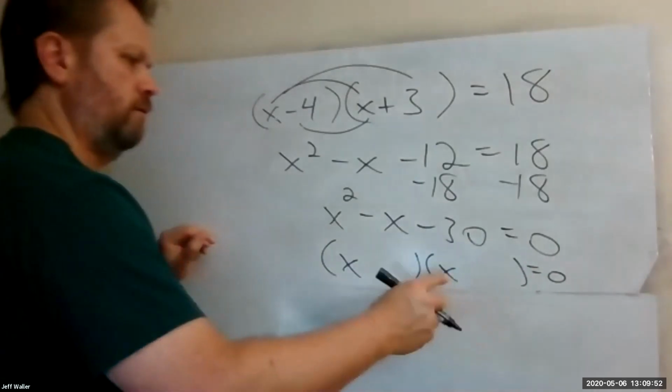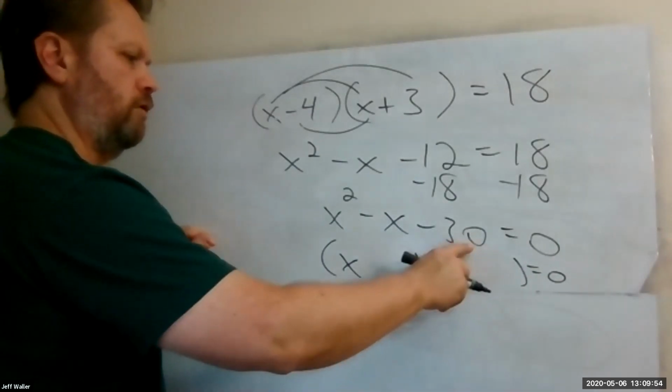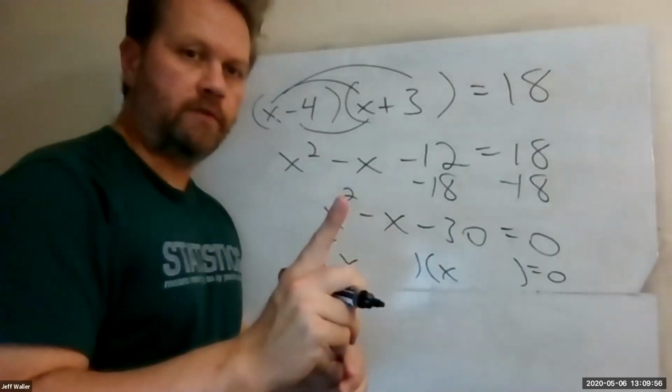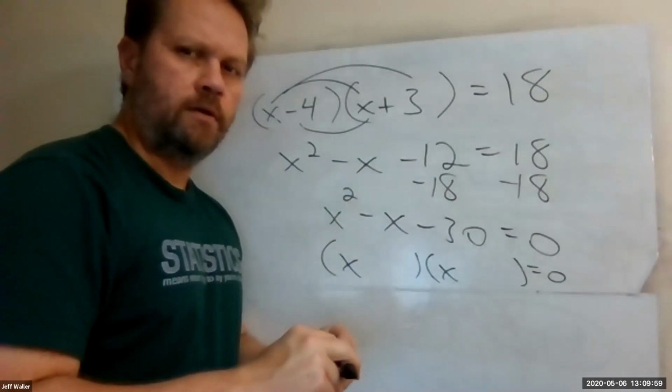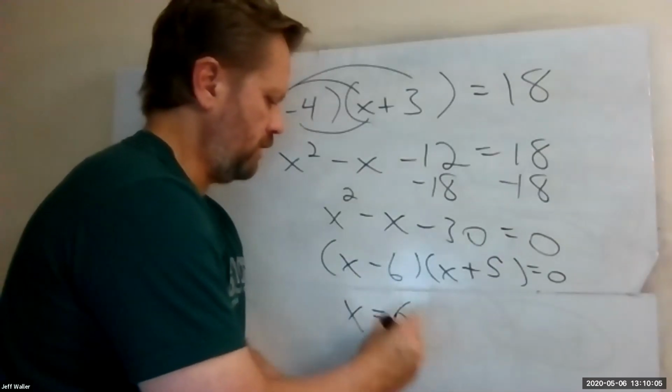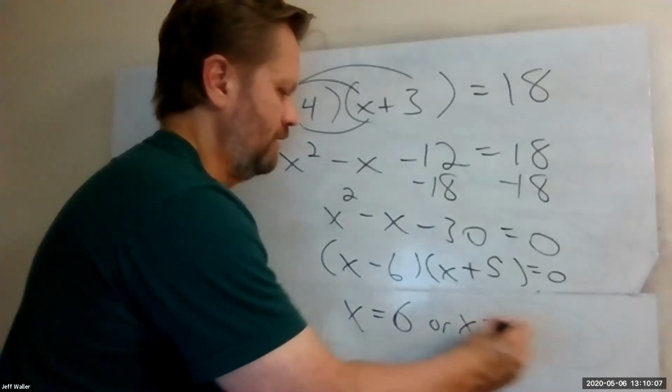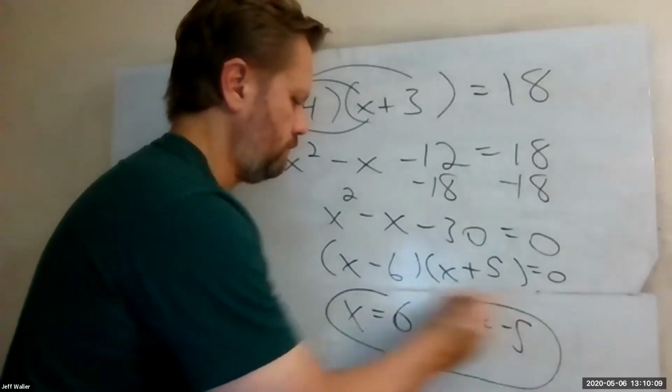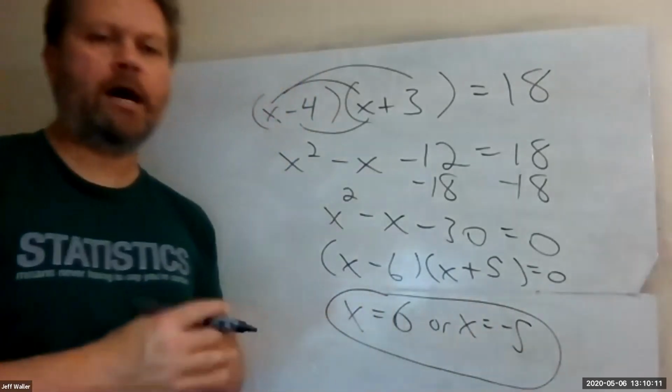What would it be? Factors of 30 that add to be 1. They're different signs. -6 and 5. So then either x is 6, or x is -5.